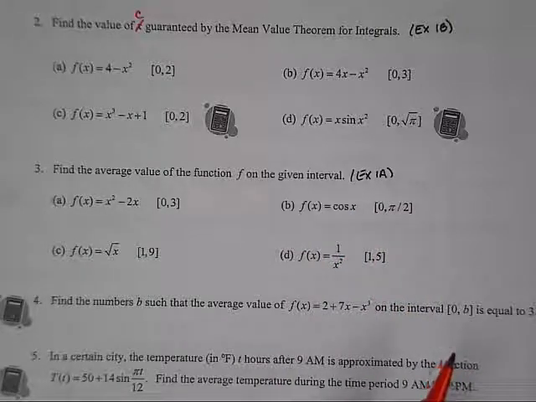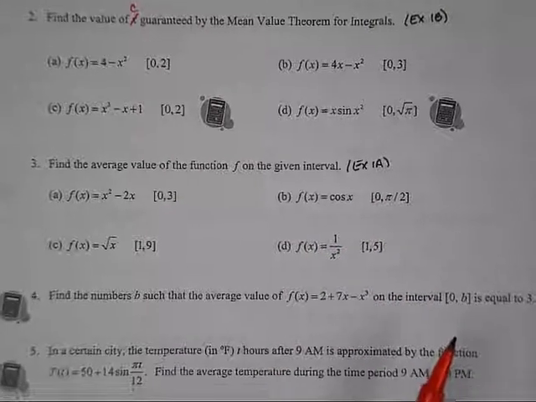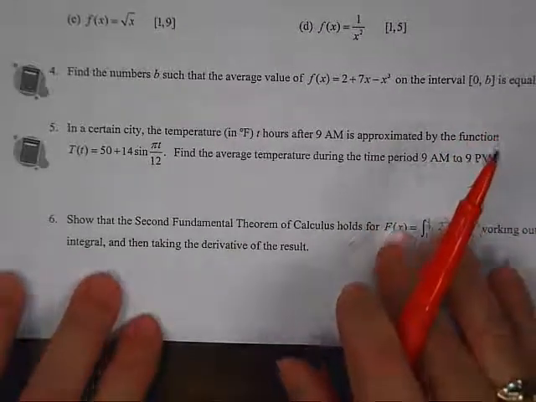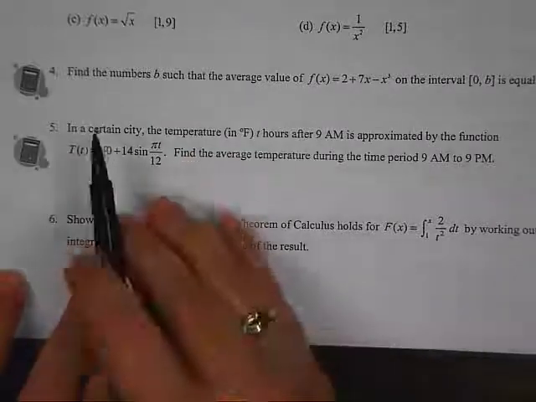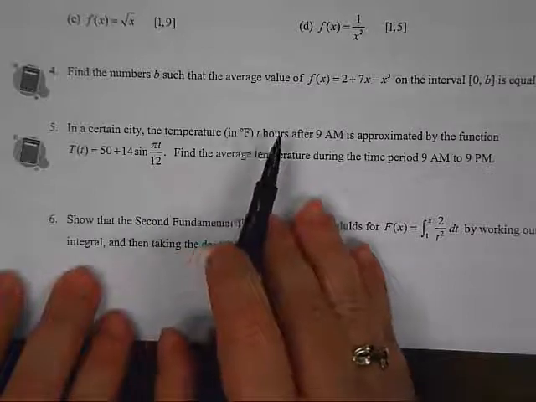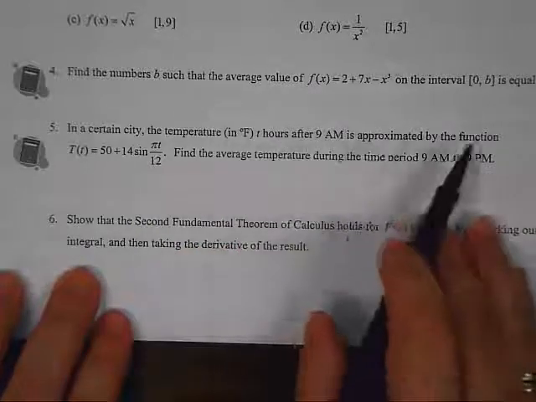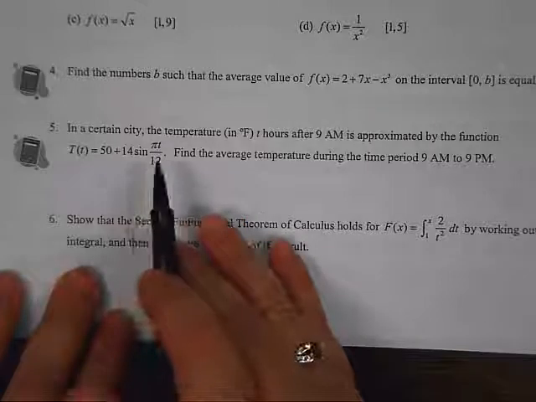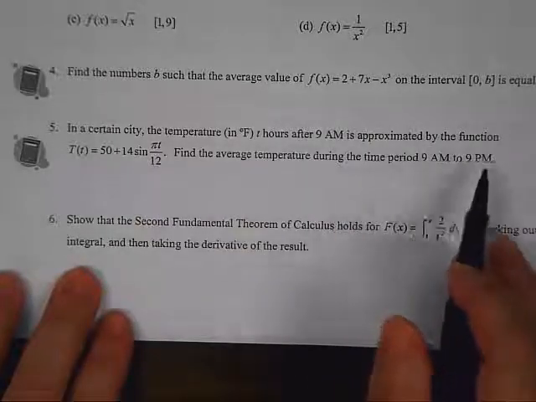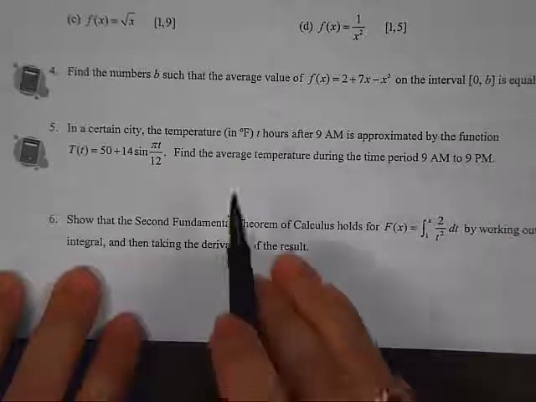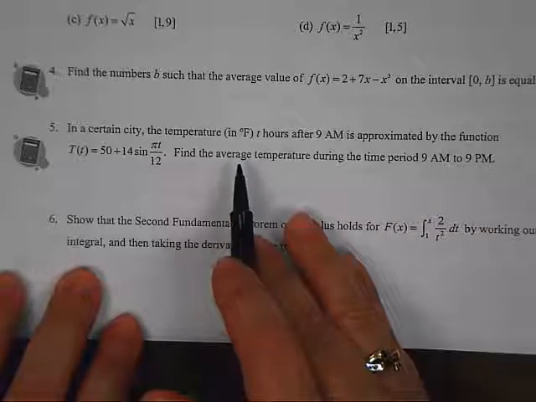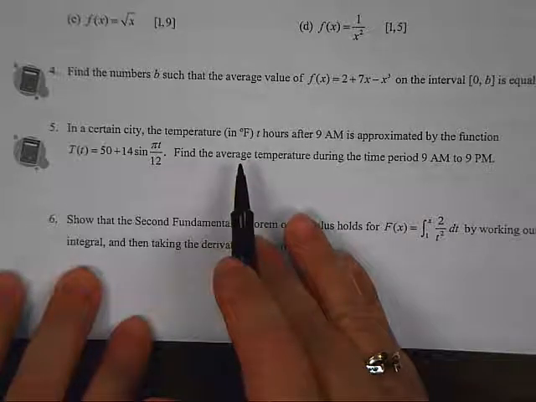What I want to do with you is number 5. So I need to push this up so you can see it. Notice it's a calculator question, and that's part of the reason I want to do it. It says, in a certain city, the temperature in degrees Fahrenheit T hours after 9 a.m. is approximated by this function right here. Find the average temperature during the time period from 9 a.m. to 9 p.m.